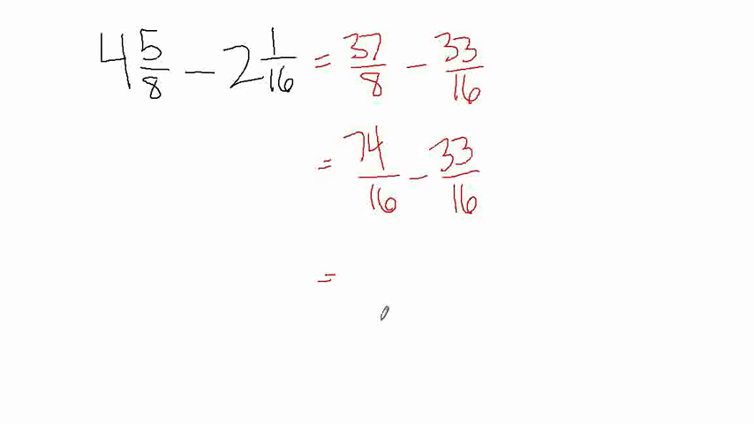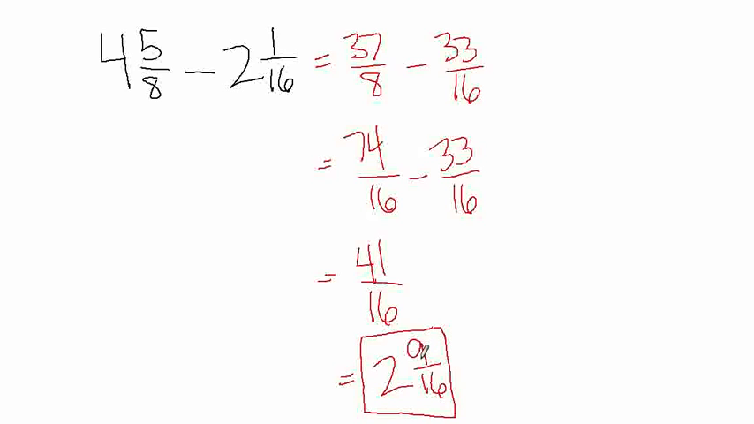And let's see, the difference of the numerators is 41. So 41 over 16 is the correct answer. Getting a mixed fraction answer, let's see, how many 16s are in 41? Let's see, 3 times 16 is 48. That's too much. 2 times 16 is 32, so it's going to be 2 and 9 over 16ths, because 9 is the remainder from dividing 41 by 16. All right, and I hope you got that for your answer.